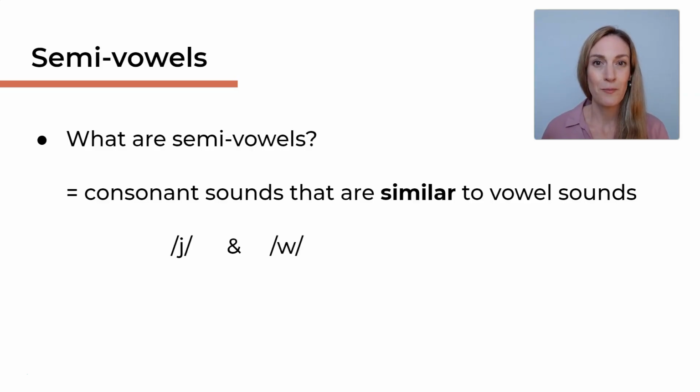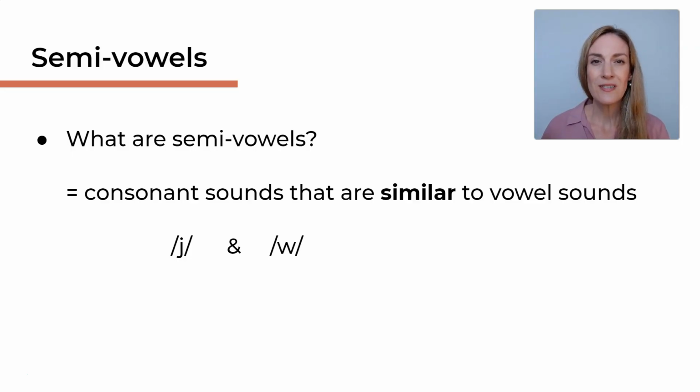Now, first of all, you might ask yourself, which are the two semi-vowels that we have in English? And the two that you can find are y and w. So remember, those are sounds, not letters. It's not J and W. Those are two sounds, y and w.